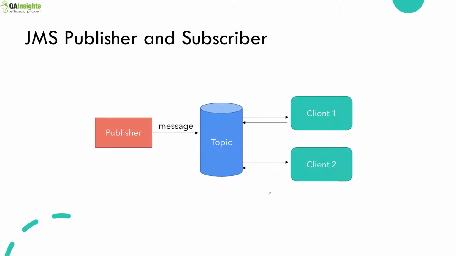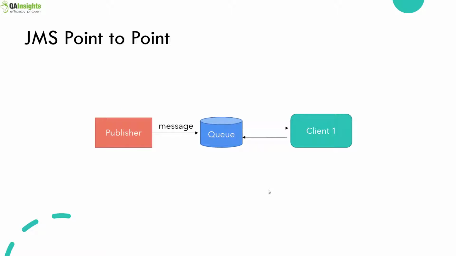There are two paradigms in JMS. One is publisher and subscriber. This publisher and subscriber will help you to publish messages to multiple clients. So basically, you publish a message to the topic, and whoever subscribed to the topic can receive the message. And the other paradigm is JMS point-to-point. Here you publish the message to the queue, and only one client can get the message.